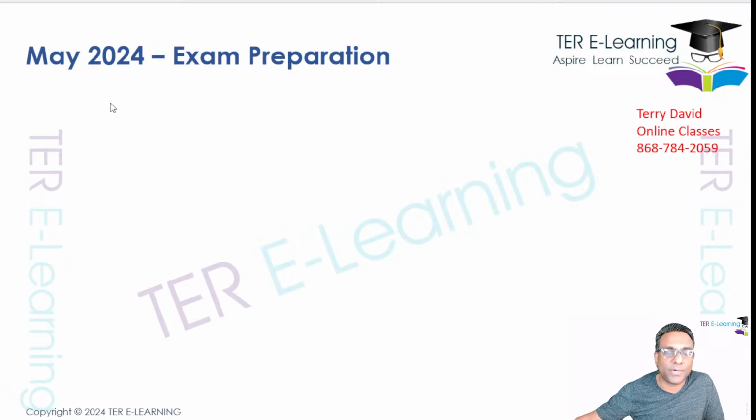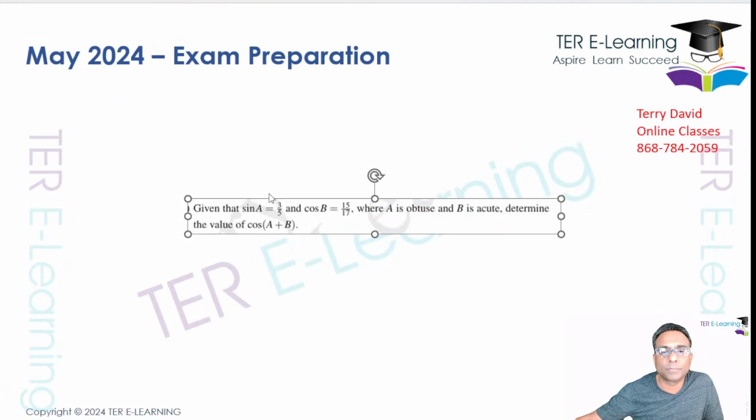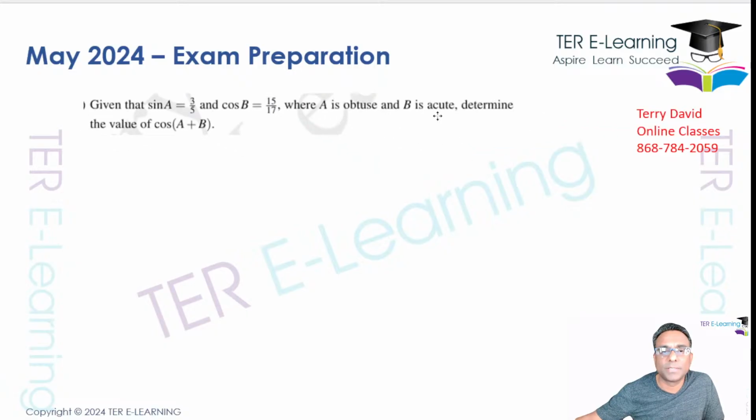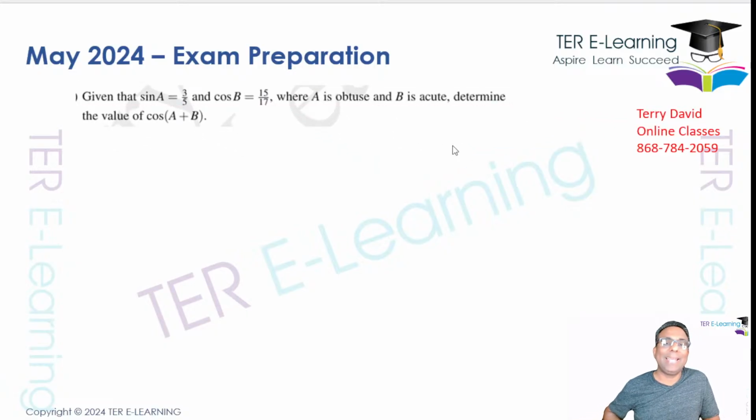Let's see this one here. Have a look at this question. Given that sine A is 3/5, and cosine B is 15/7, where A is obtuse and B is acute, determine cosine of A plus B. So this is a compound angle formula, but this question could be worth plenty marks in the exam.